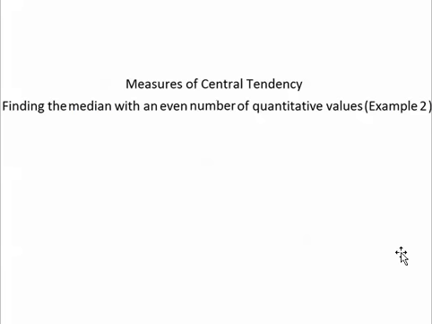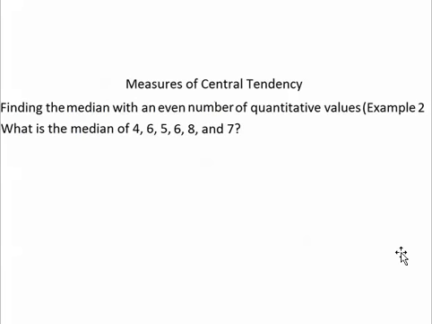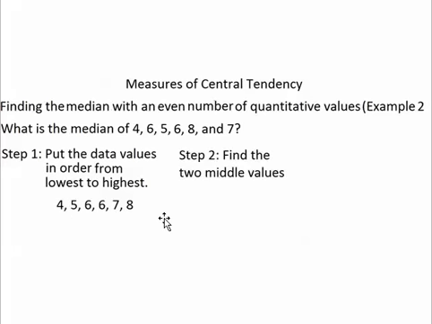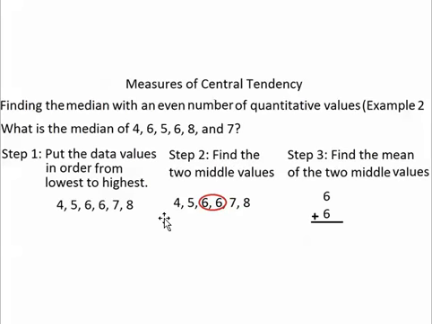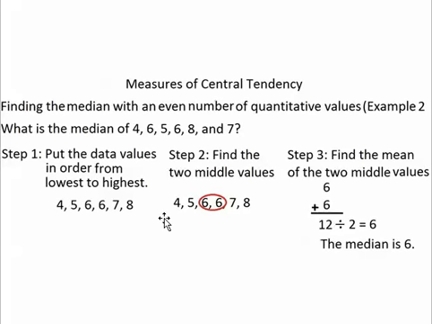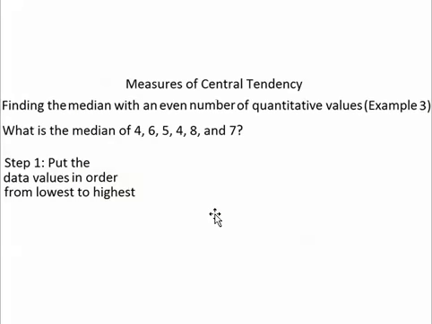This is one more example. Here we have 6 values. We put them in order from lowest to highest. Well, we see that there's 2 values down here and 2 values up here, which means that 6 and 6 are the 2 middle ones. Now we have to find the mean of those 2 middle values, and it comes out to 6. So that's our median. If the 2 middle values are the same number, then the median will just be that number. And we'll skip over this last example, because it's just showing the same thing.